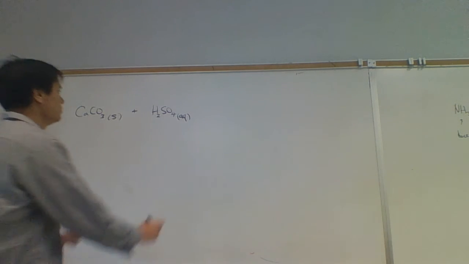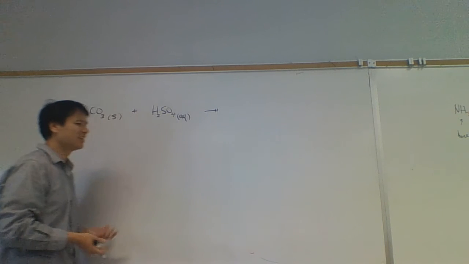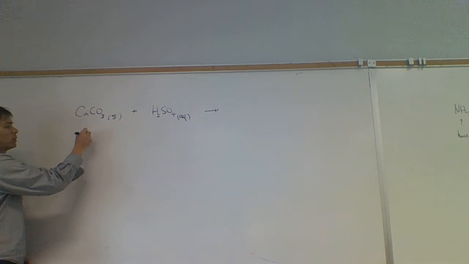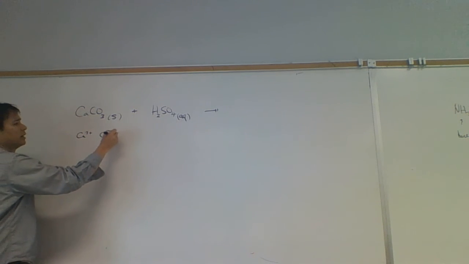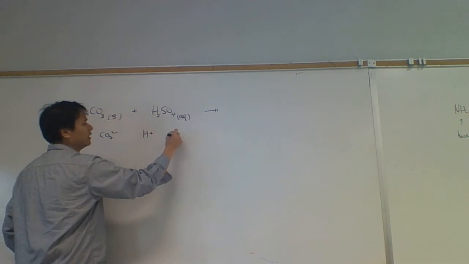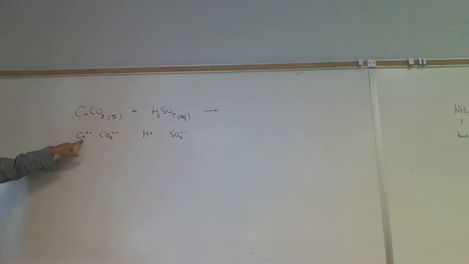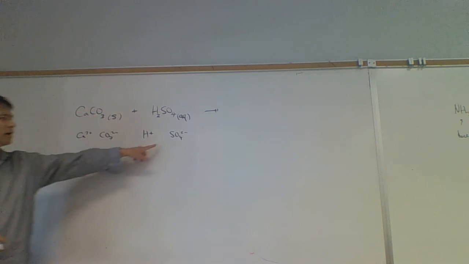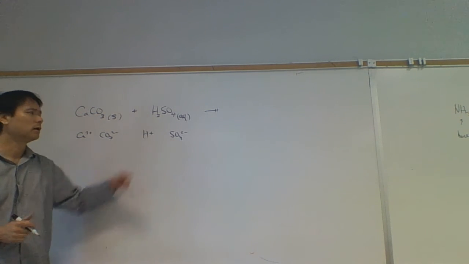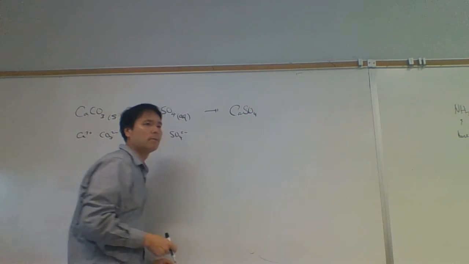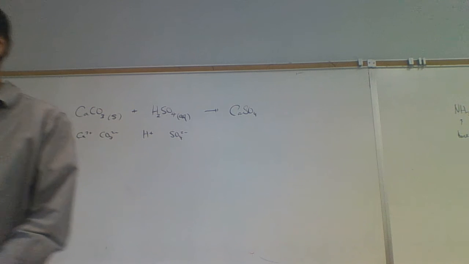Okay, now what we do is try to figure out what the ions are here and what type of ion combinations we have. The ions we're working with are the calcium ion, the carbonate ion, the H+ ion, and the sulfate ion. Even though I have 2 H+, I'm just going to write 1 H+ because we're just looking at favorable ion combinations. First, do calcium ions like sulfate ions? Yes. Calcium ions like sulfate ions because they're both 2+ and 2-.